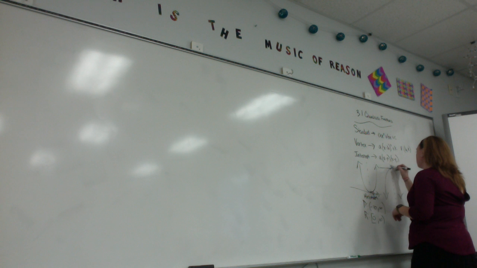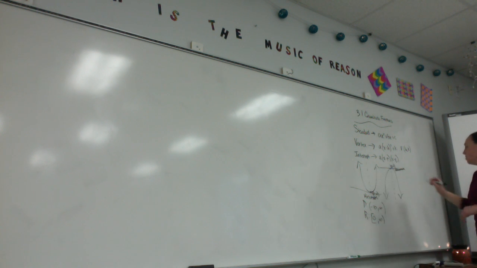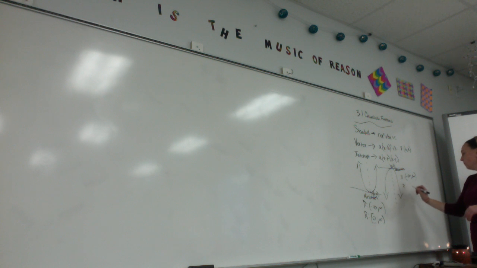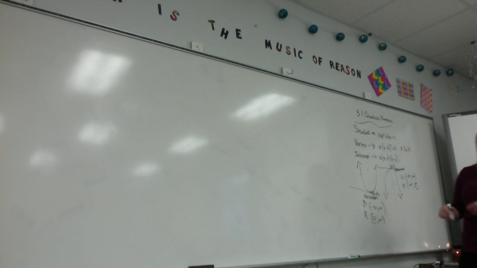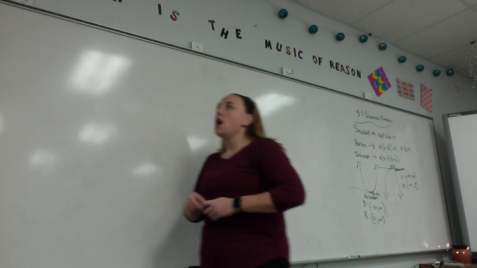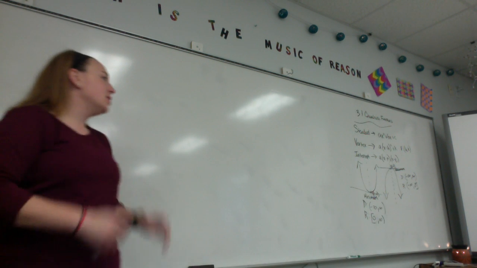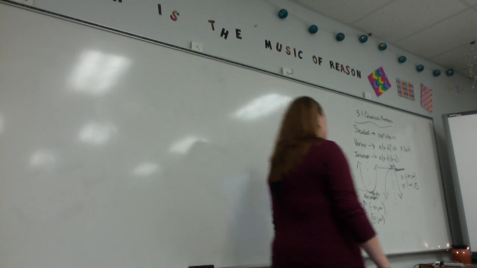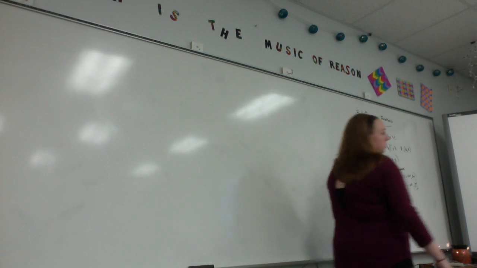When your graph faces down, we're going to just pretend that this is 0, 0 again. You have a domain that is 0 to, nope, I lied. You have a domain that is negative infinity to infinity. You have a range that is negative infinity to 0. So whatever your maximum y value is on your vertex is where you would plug this part in for your range.